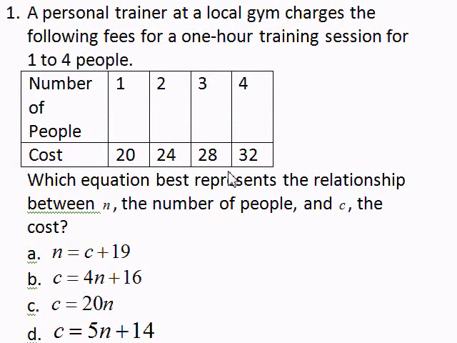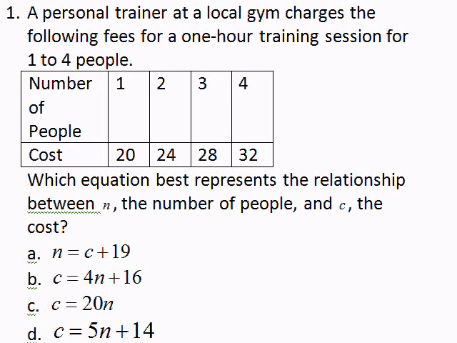Now here's an example of a problem that you might see trying to match a table with an equation. A personal trainer at a local gym charges the following fees for a 1-hour training session for 1 to 4 people. One person $20, 2 people $24, 3 people $28, 4 people $32. The question is, which equation best represents the relationship between n, the number of people, and c, the cost? So all you really need to do is find out which of these equations, when you substitute in 1 for n and 20 in for c, will give you a true statement, or substitute 2 in for n, it'll give you 24 for c, 3 in for n, 28, 4 in for n, 32. Now that's a lot of math to do.